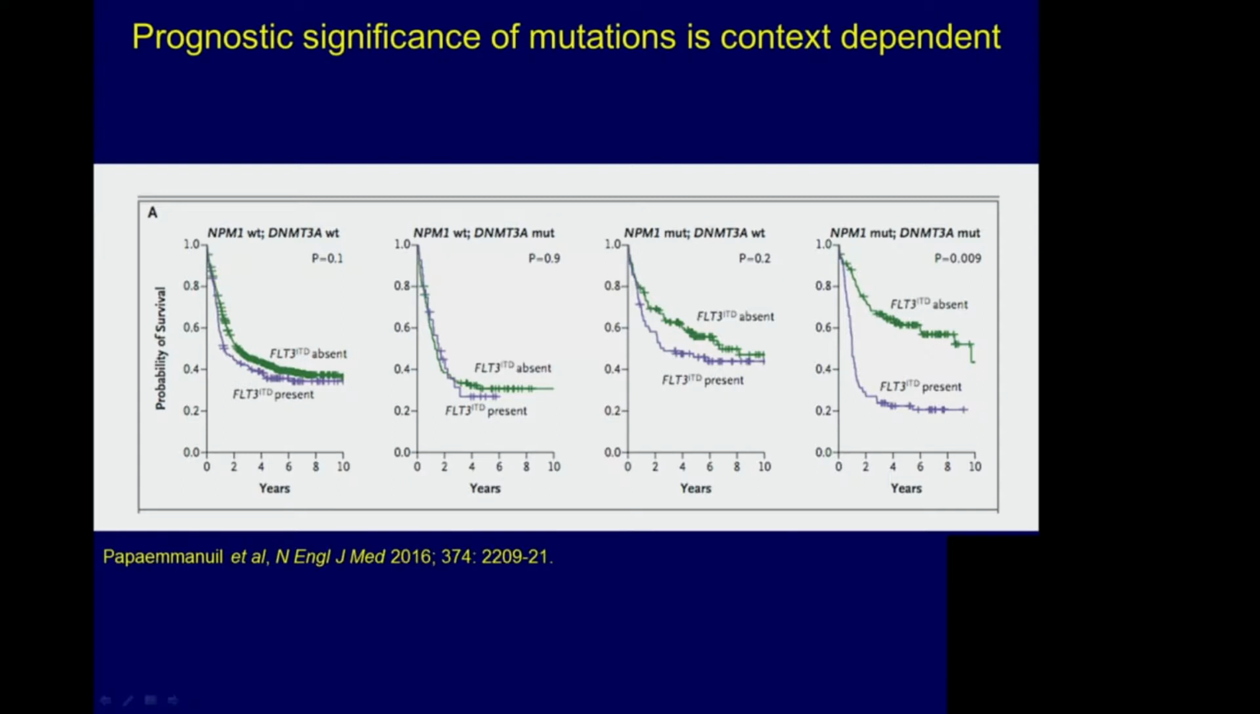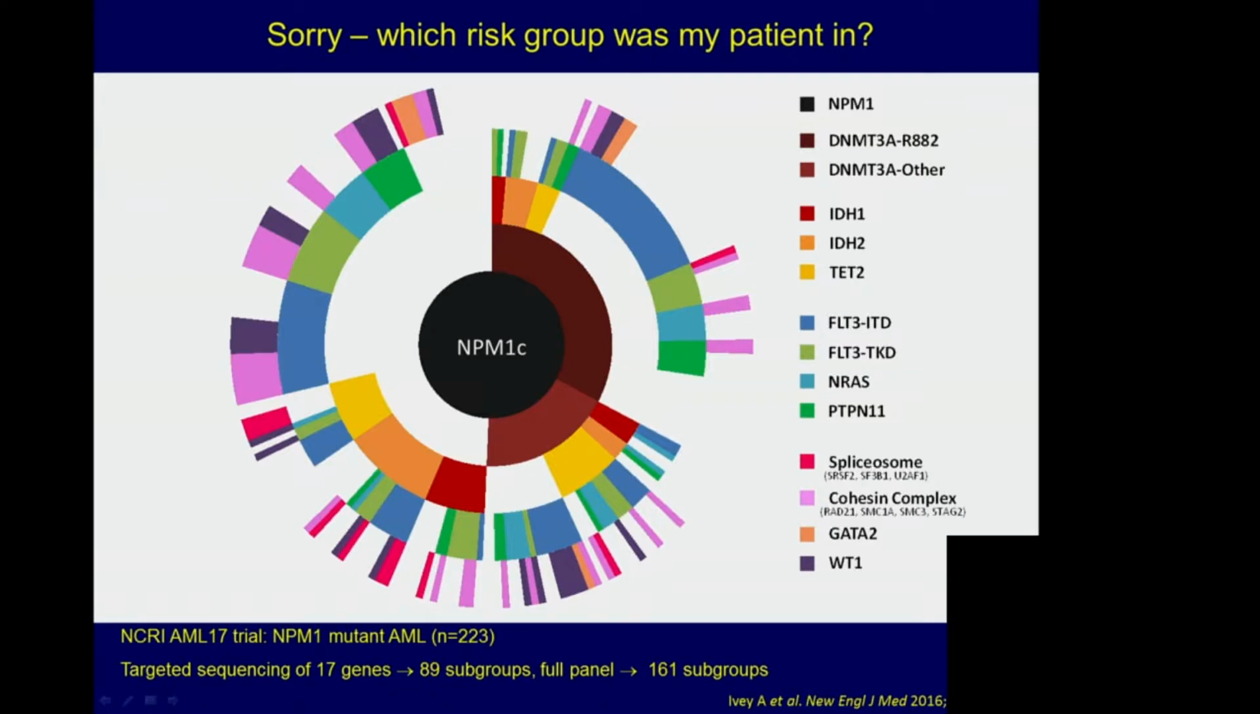So that means that we cannot simply look at mutations in isolation. We have to consider the combined genotype of each patient. And as an example, just to show you how complex this becomes, this slide shows data from the AML-17 study.